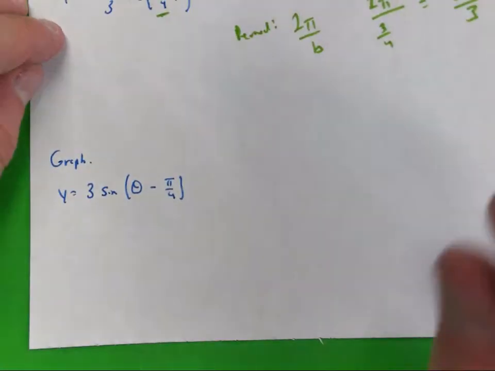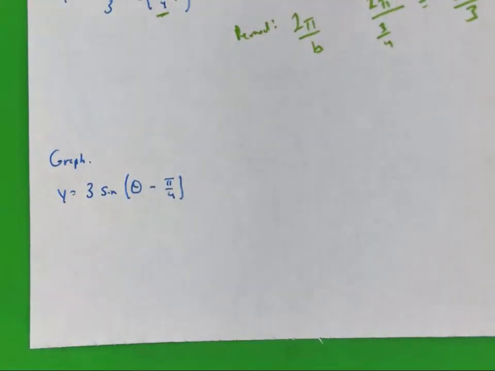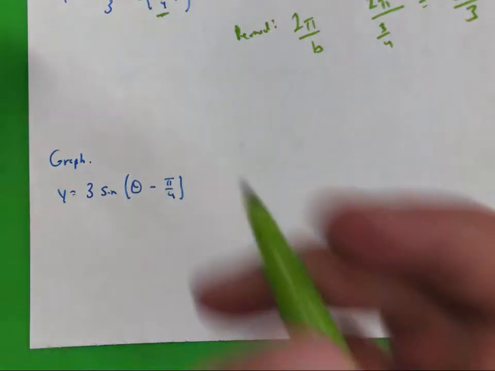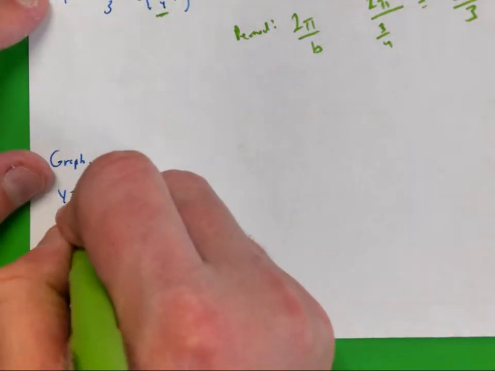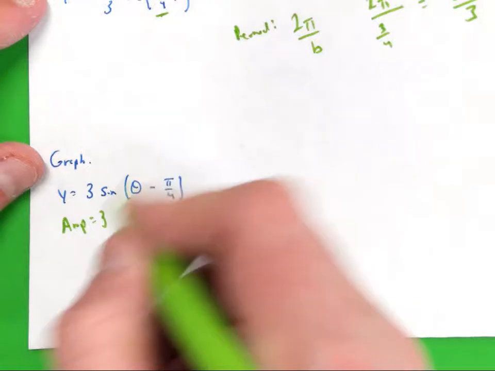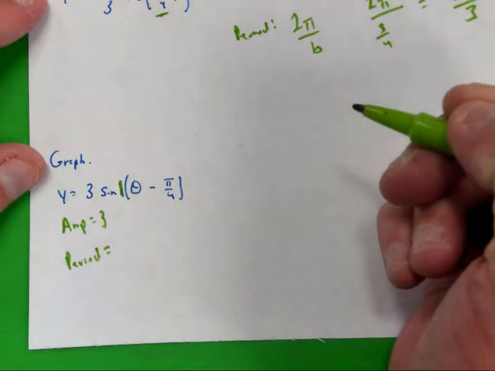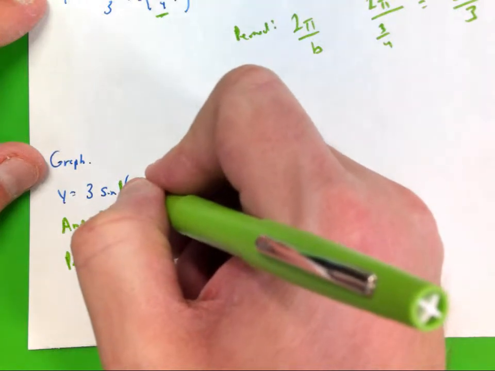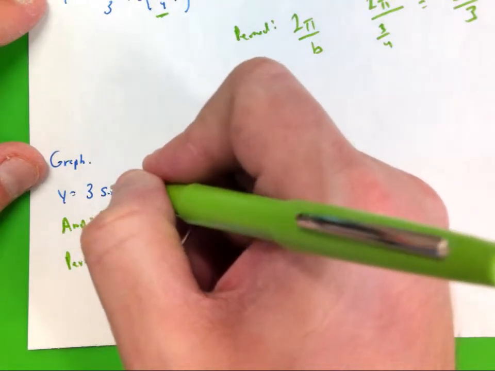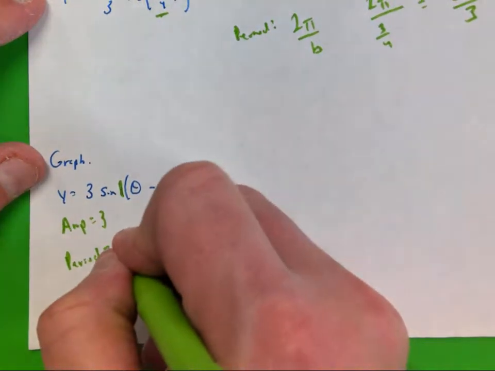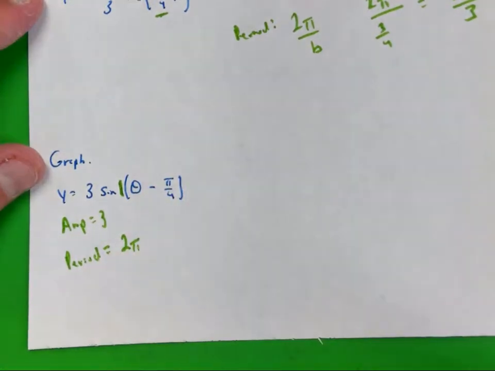On this particular example, it says graph this. So we're going to review how to graph this. What is my amplitude? 3. Okay. My period is right here. Remember, if it's inside the parentheses with theta, you got to factor it out. But it's right there. What's my period going to be? 2 pi, because 2 pi divided by 1 is 2 pi.